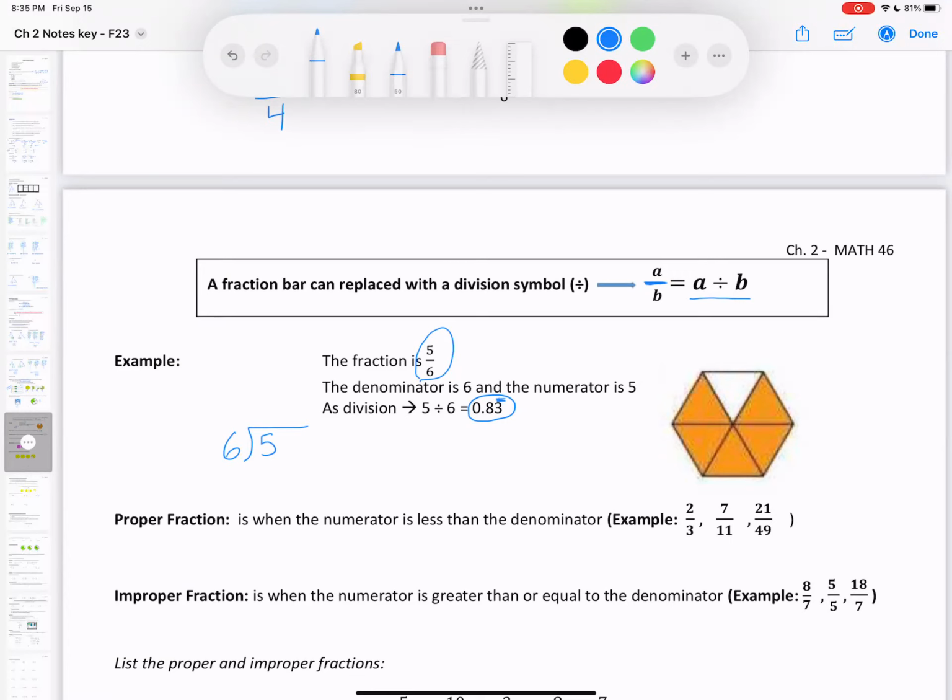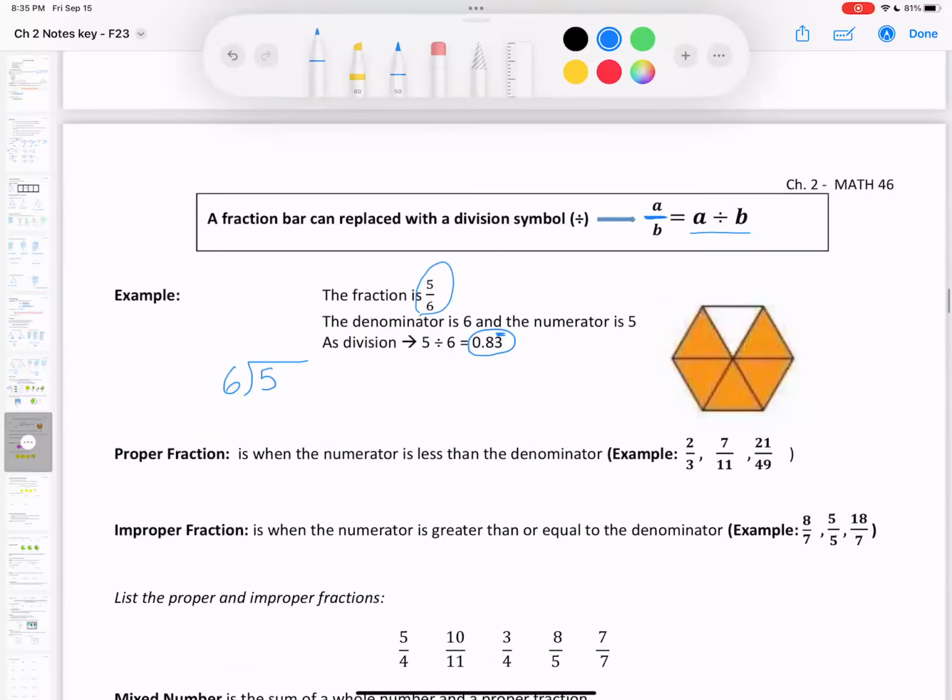Where's my calculator? Let's just double check that. You can check as well. So if we go on our calculators and we say 5 divided by 6, that's really what that 5 over 6 represents. And yes, we get 0.83 where the 3 is repeating. So we can put that bar on top of the 3 there.